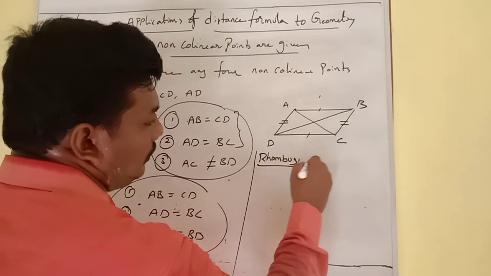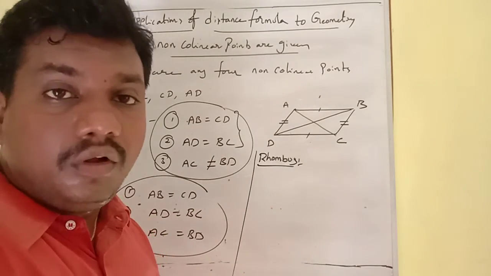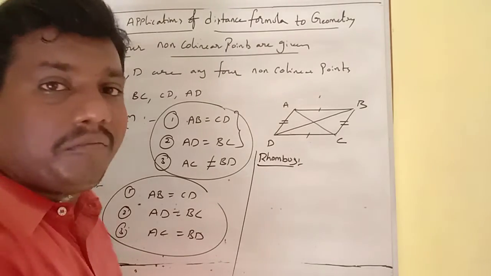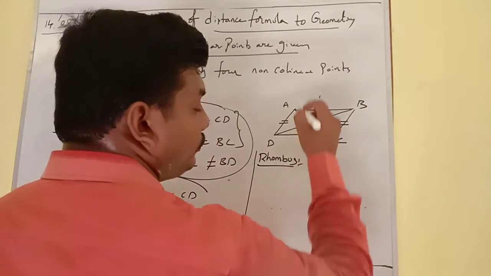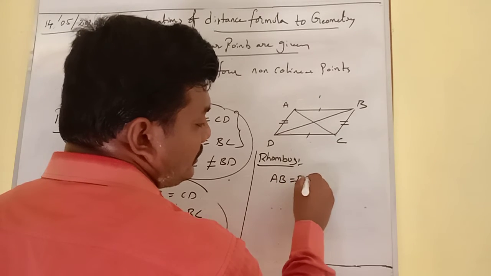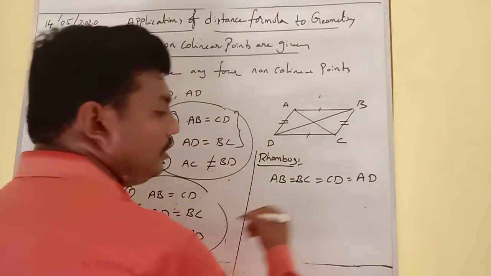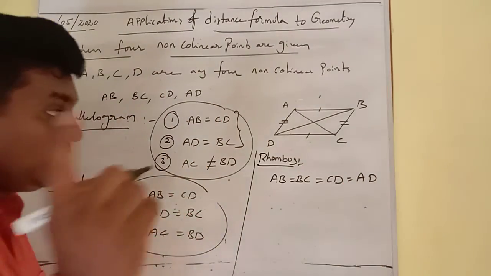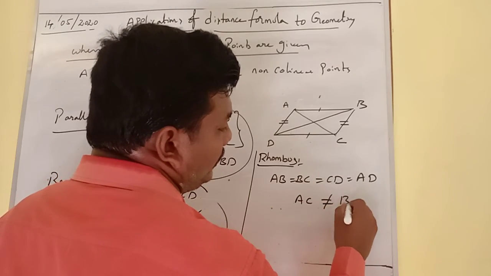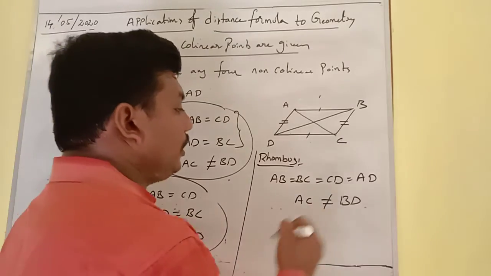Rhombus. How do you know whether the given quadrilateral is a rhombus or not? To check, we have to find all the sides. AB is equal to BC is equal to CD is equal to AD. All the 4 sides are equal, but the diagonals are not equal. AC is not equal to BD. This is about a rhombus.